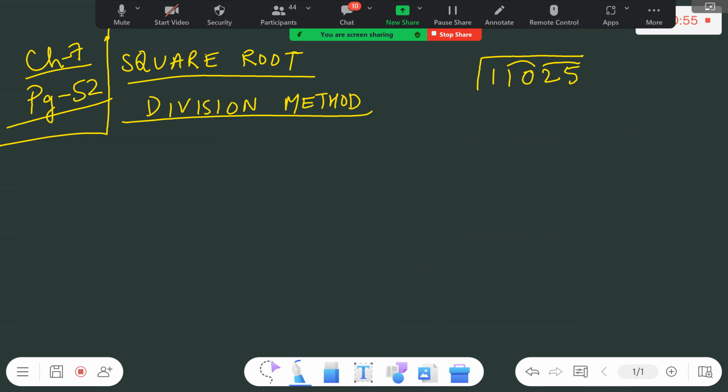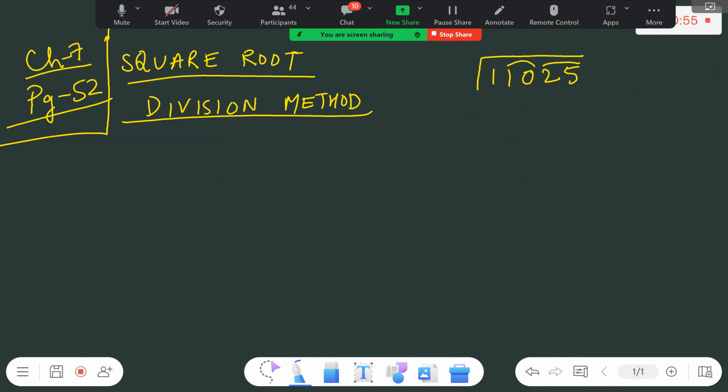Now again we have to find such a digit here, and write the same digit in the quotient, such that 2 and that digit, multiplied with that digit, will be less than or equal to 10. Is it clear? So what can be such a digit? Less than or equal to 10? Maybe 5. Is 25 into 5 less than or equal to 10?